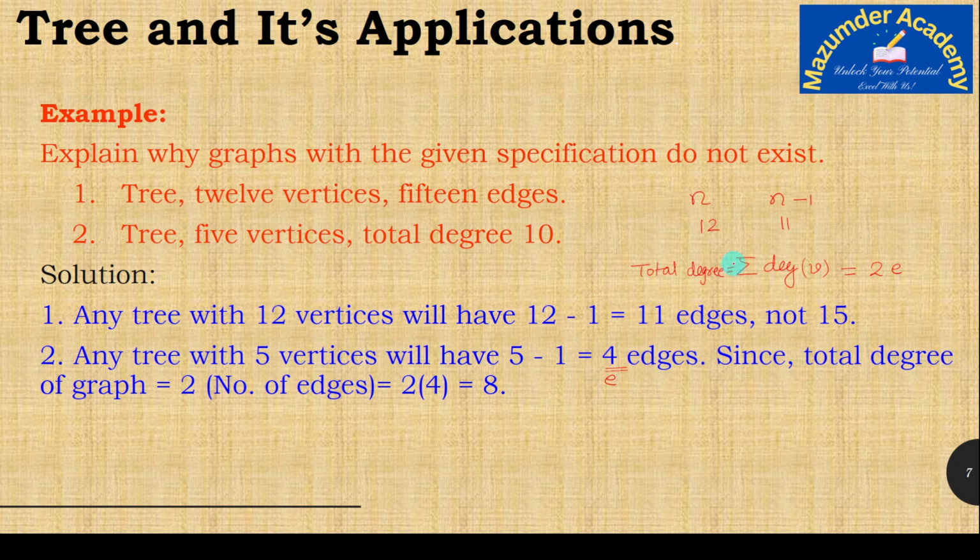So total degree means the sum of all the degrees of the vertices is twice the number of edges. So 2 times the number of edges means 2 multiplied by 4, that is 8. But as per the question, the total degree is 10. So in both the situations, in both the questions, such a tree does not exist.